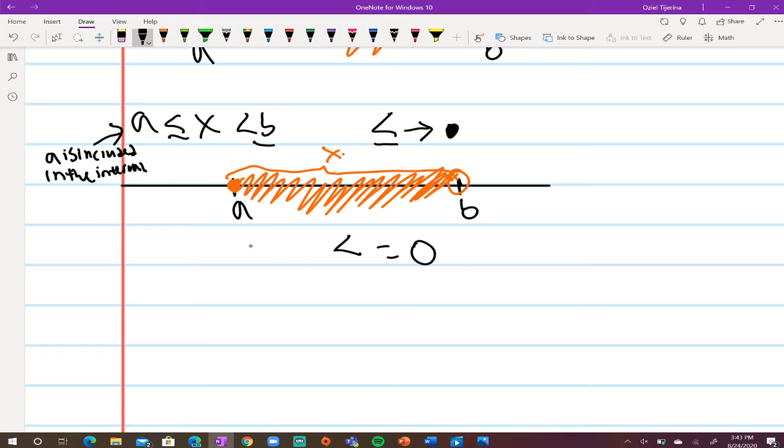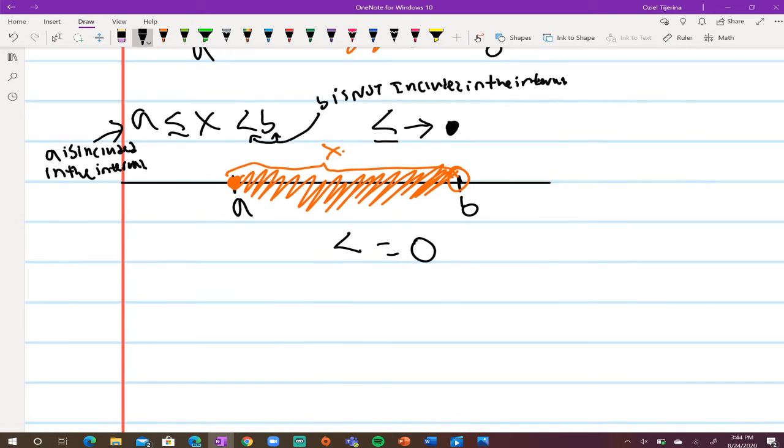And the reason why they put this here is because B is not included in the interval, because it's just less than. X is less than B. It is not equal to B, so that's why B is not included in the interval. A is less than or equal to X, so A is included in the interval because it's equal to X.